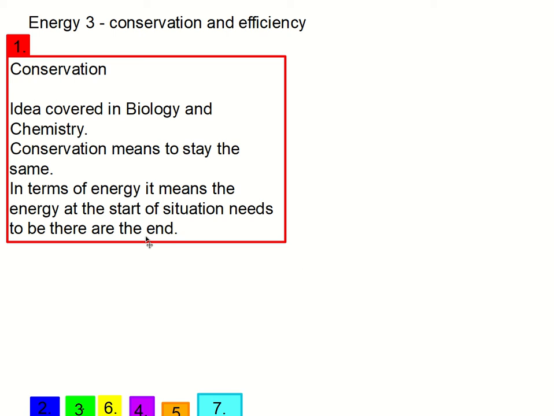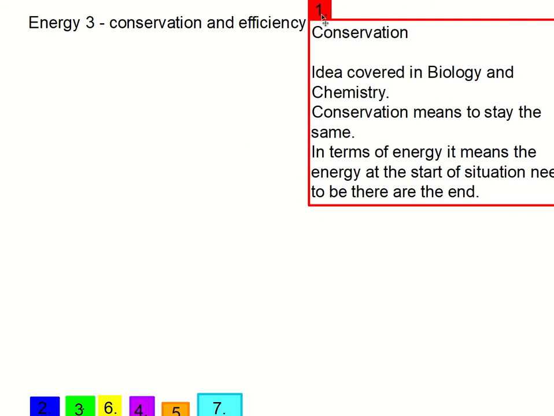In chemistry, we talk about conservation of mass, and that just basically means that if you start off an experiment with 100 grams of chemicals, you're going to end up with 100 grams of chemicals at the end. The amount of chemicals stays the same. In physics, we talk about conservation of energy, and it's exactly as you might expect. Conservation of energy just means that the amount of energy you have at the start of a situation will be there at the end.